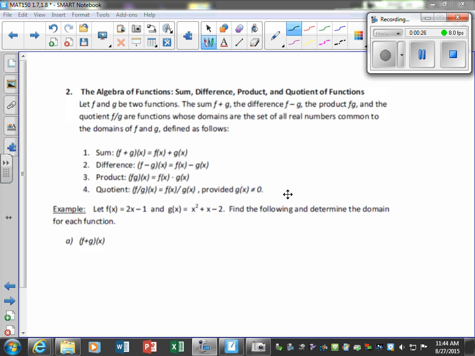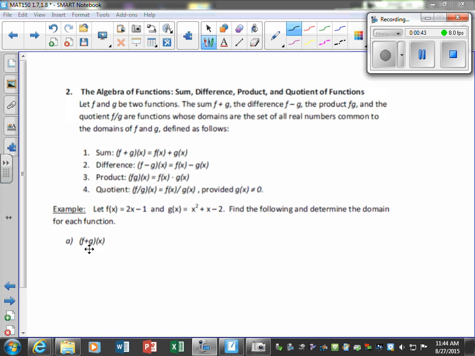And likewise for the difference, product, and quotient. You can see how that comes to exist here. The only one that has a condition is g of x cannot equal 0, because remember we can't have division by 0. So that's the only other thing we have to keep in mind. These are fairly basic concepts.